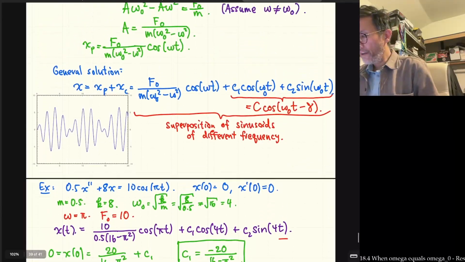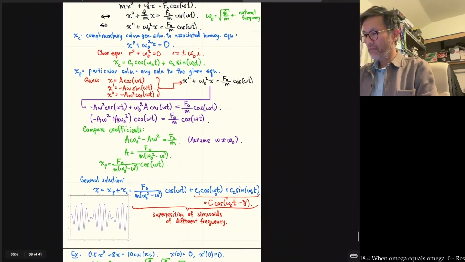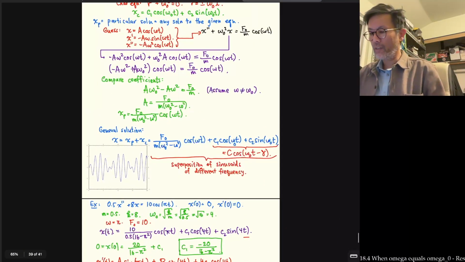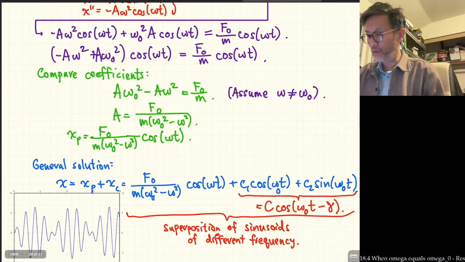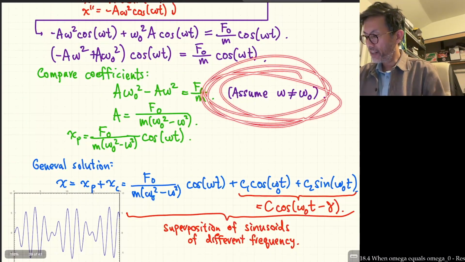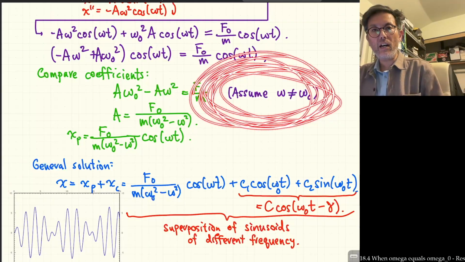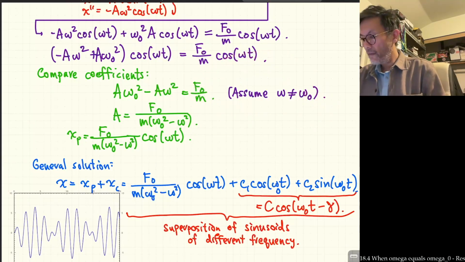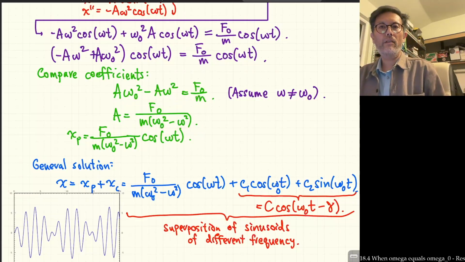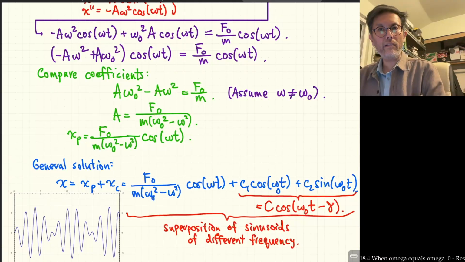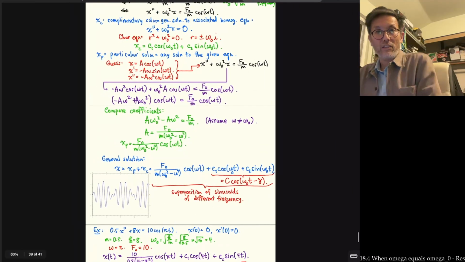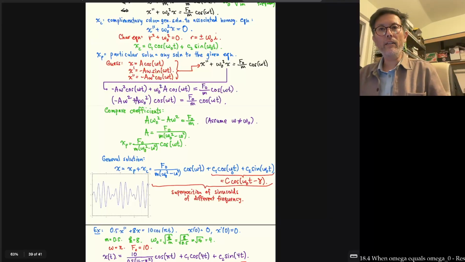So recall that all of this work that we did was under the auspices of a crucial assumption, namely that omega was not equal to omega naught. Because if omega was equal to omega naught, then this move of going from this line to this line would be illegitimate, because we would be dividing by 0. I hope you can see that. But that doesn't mean that omega couldn't be omega naught.